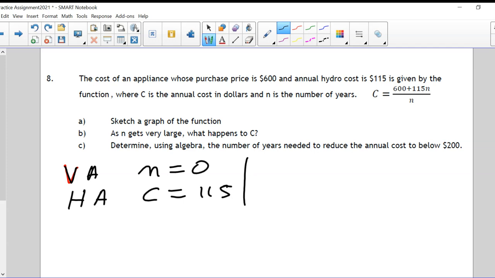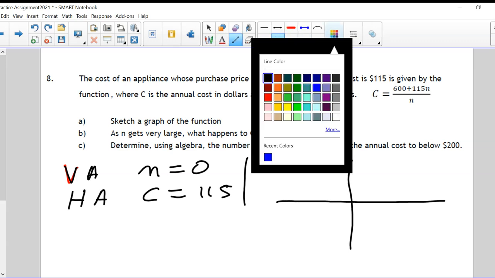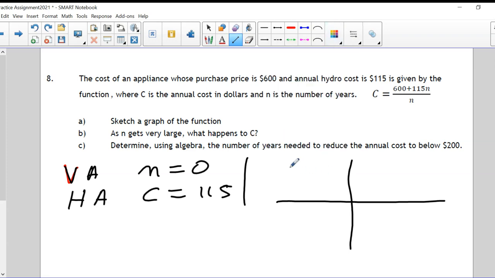So I'm going to do a rough diagram first of this, and then we're going to do a little bit more refined diagram after that, okay? I'm going to put in my x and y axis. I'm going to put in my HA, which we agreed was C equals 150, with a dotted line. I always use dotted lines for that, as you well know. And I'll use a blue for that. So it should look something like this.